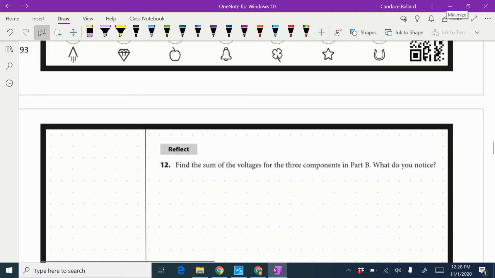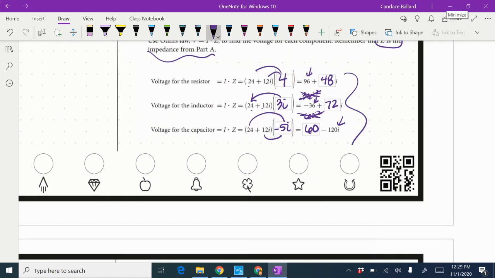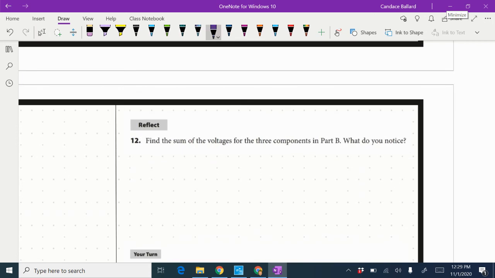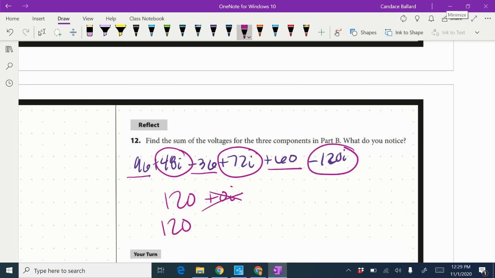Then the final piece of this is in the reflect. Find the sum of the voltages for the three components in part B. What do we notice? So we're going to add up these three components that we found in part B. We have 96 plus 48i minus 36 plus 72i plus 60 minus 120i. I am going to combine my like terms. So 96 minus 36 plus 60 is 120. And then 48i plus 72i minus 120i actually happens to be 0i. So that goes away and I have just 120.